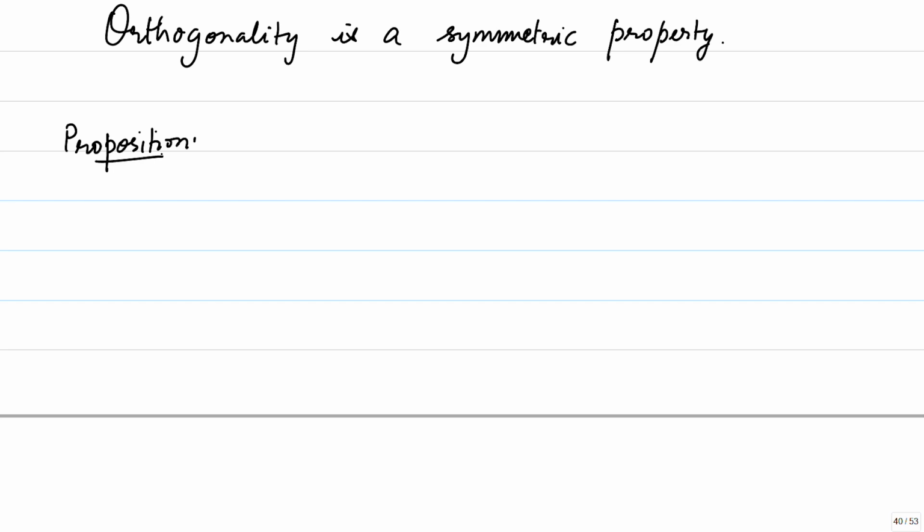So let V be an inner product space over F. So it could be a real vector space, a real inner product space, or a complex inner product space. This theorem holds for both the cases.